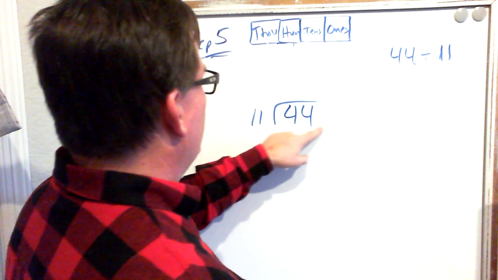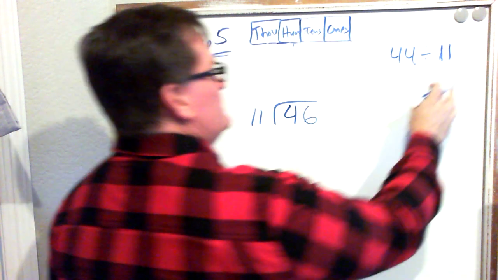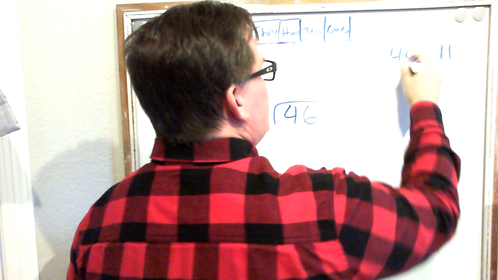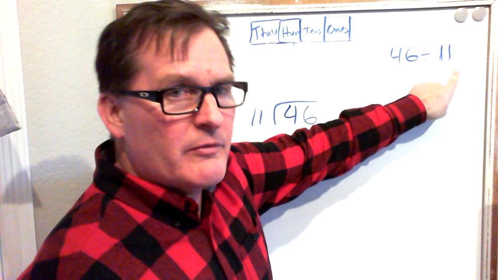Step 5 first part, no remainders. Step 5 second part, we'll add a remainder. So let's just go ahead and do that in this demo video. So we're taking 46 divided by 11. All problems are presented in this format.